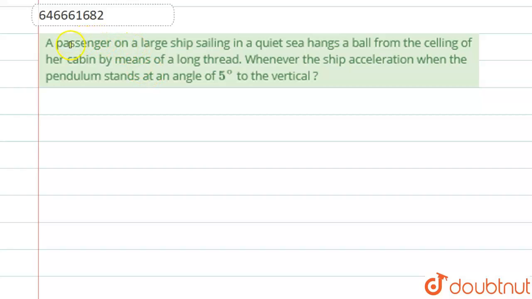Well, hello students. Now we're going to see this question. The question says that a passenger on a large ship sailing in a quiet sea hangs a ball from the ceiling of her cabin by means of a long thread. What is the ship's acceleration when the pendulum stands at an angle of 5 degrees to the vertical? So basically we need to find the acceleration of the ship.